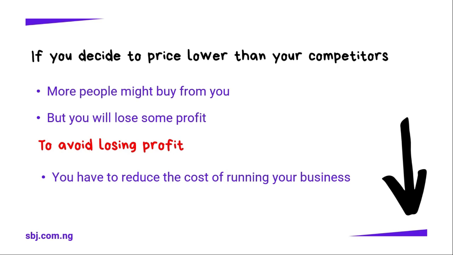If you decide to price lower than your competitors who are selling at 7,500 naira, and you want to sell at 7,000 naira, so you have an advantage over them, it means more people are likely to buy from you. But when you compare your profit to your competitors, you know that for every sale you make, you're likely to lose 500 naira extra because you decided to sell lower than them. And to avoid losing profit, you would have to reduce the cost of running your business.